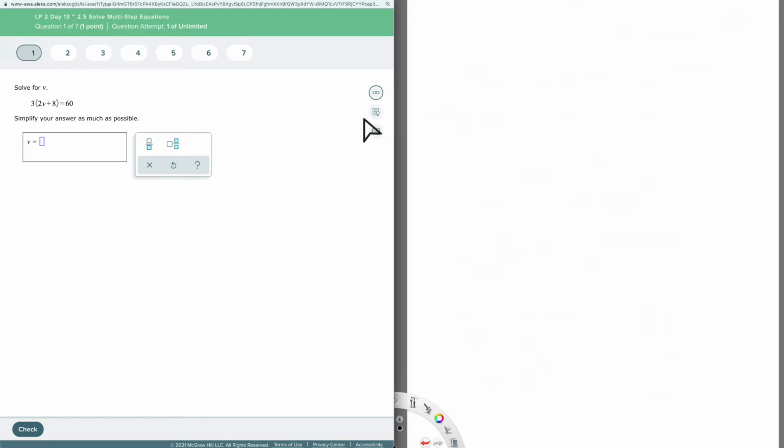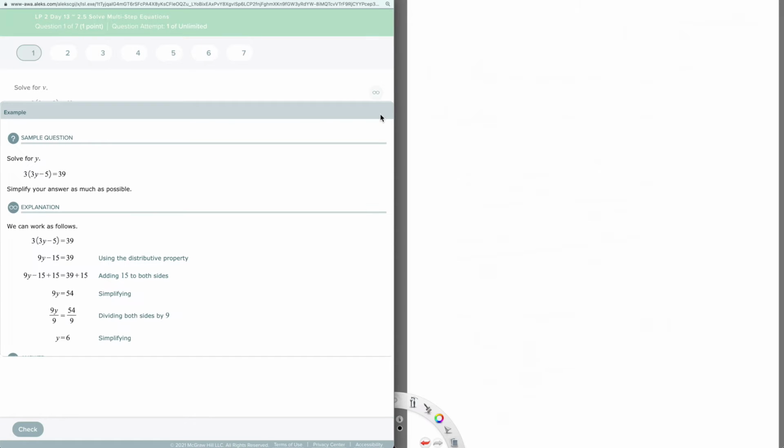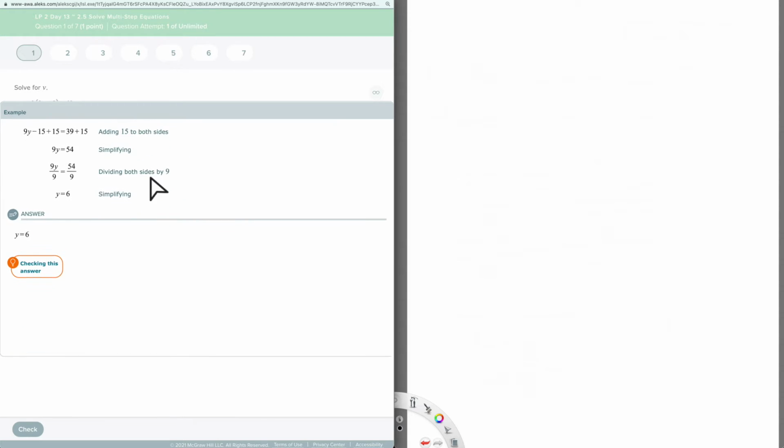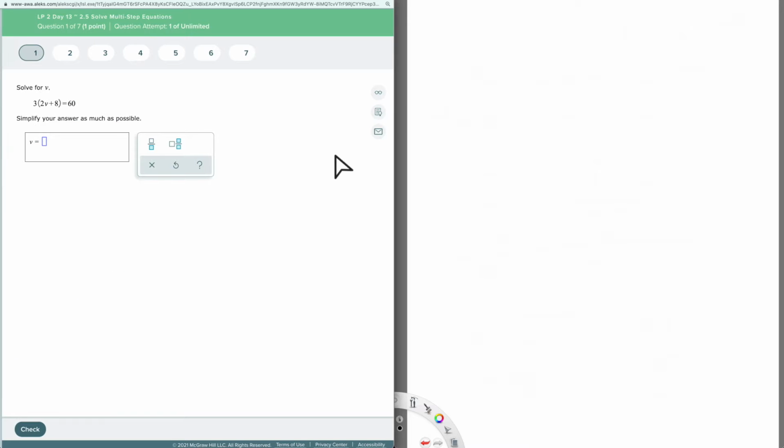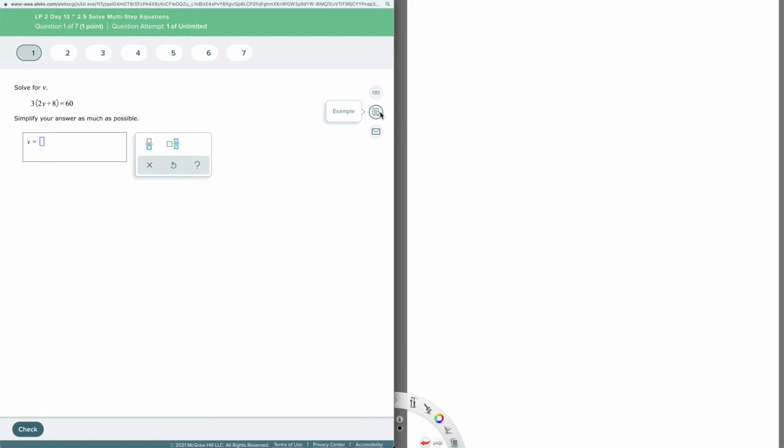Example actually opens up another window here, which shows us exactly what it's expecting us to do in this situation. Once we're ready, we can just click close and we're good to go. We can click example again for another example. Message Center literally opens up a message with this question attached so your teacher can see where to go help you. All right, let's go ahead and get started here.